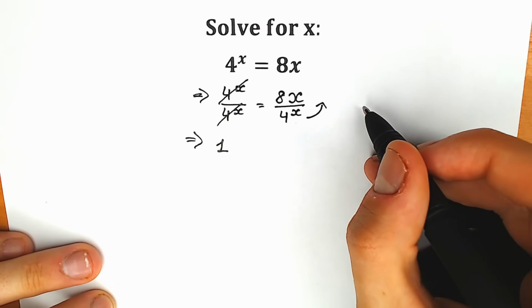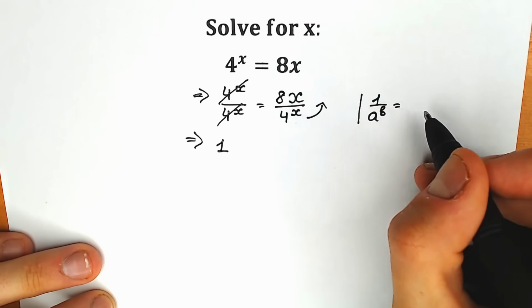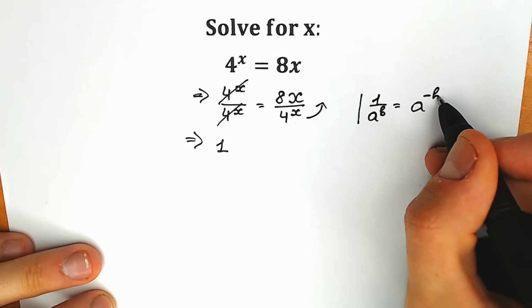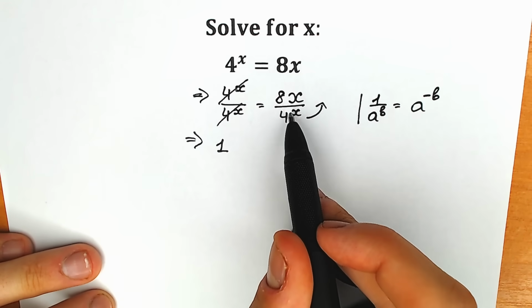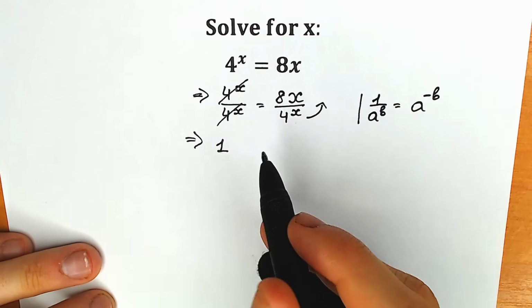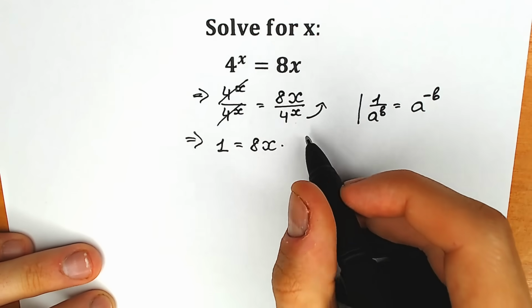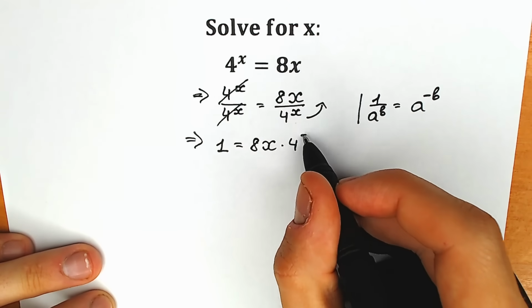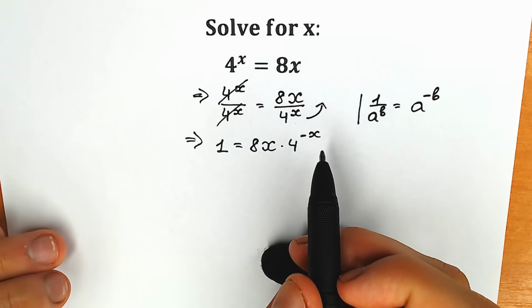But I really hope you remember this property. Whenever we have 1 over a to the power b, we can write it as a to the power minus b. Of course, we can write it in our numerator, but we need to change the power to the opposite one. Okay, so as a result, we have 1 equal to 8x times 4 to the power minus x. I really hope you understand this first step.